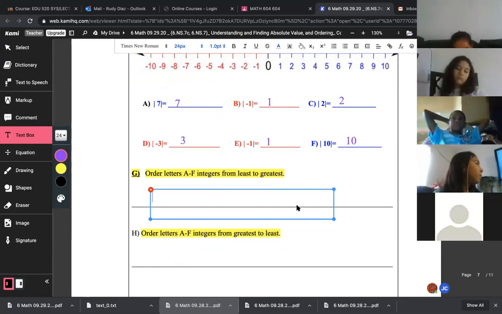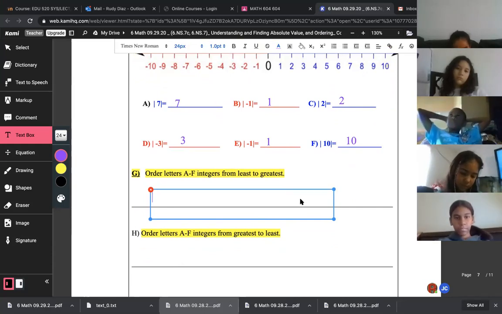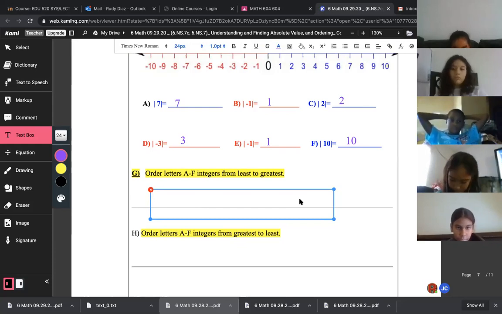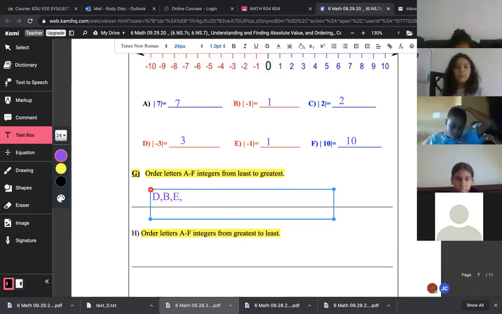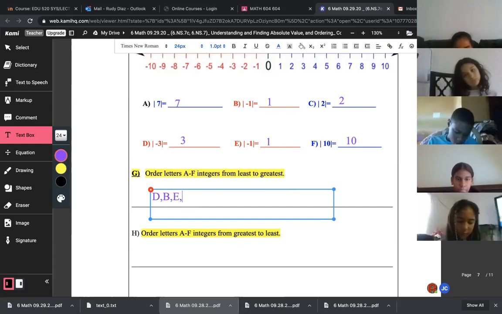All right, let's order these. Let's order the absolute values from least to greatest. So the one that's the farthest from the left. Looking at the absolute value, you're going to look at the number in the bracket. So the one that's the farthest from the left is absolute value of negative 3, right? So that would be letter D. The next ones would be B and E because they're equal. They're both negative 1. They're only 1 unit from 0. B and E. Then after that, getting closer and closer to 0, we're going to have C, absolute value of 2.